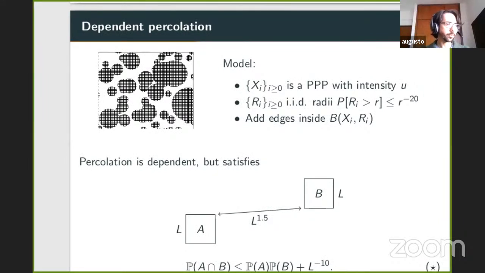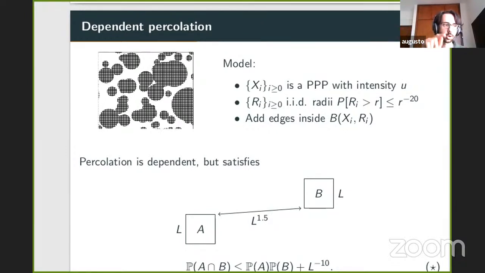So what we add to this lattice, we want to build a graph, right? The edges are all those that are inside some ball with center in the Poisson point process and radius R_i. So you see a picture there, right? We make these balls, and whenever you are inside a ball, you can walk. You cannot walk in the dry region.